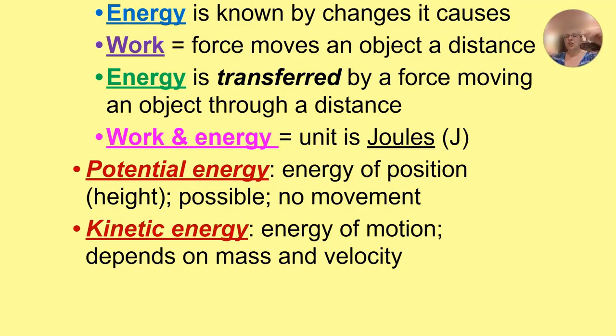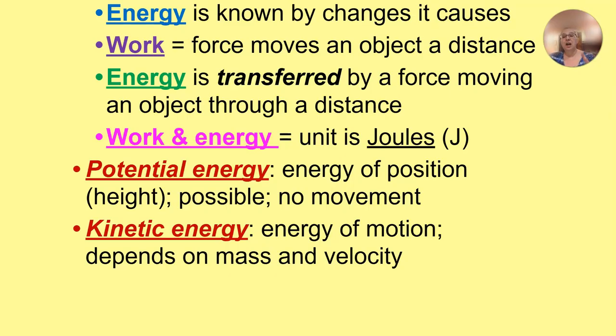So energy is going to be transferred from an object to the surroundings, or from the surroundings to the object, or from one object to another, by having that force move that object through a distance. So we can transfer energy either from one location to another or from one form to another by doing work. In physics, this is called the work energy theorem, and it says that work is the change in energy of a system.